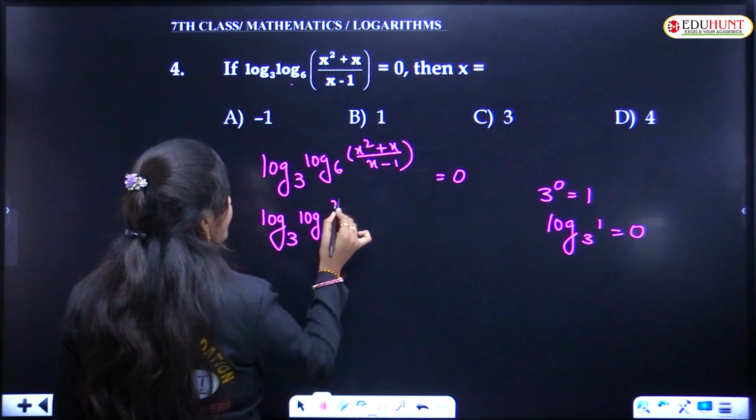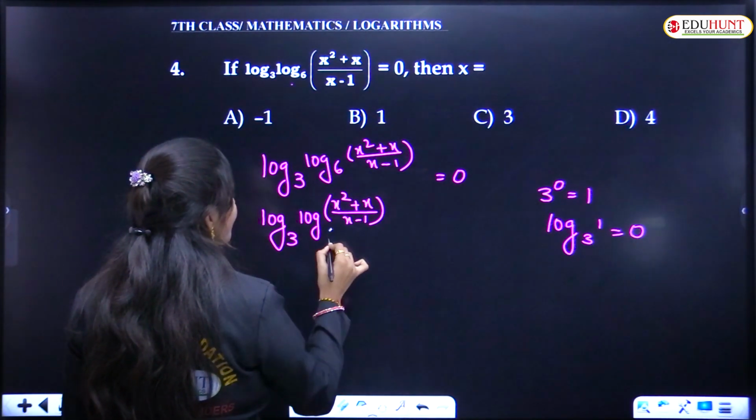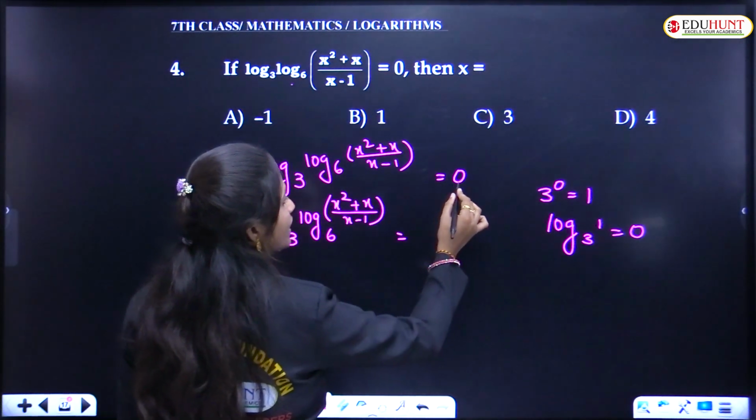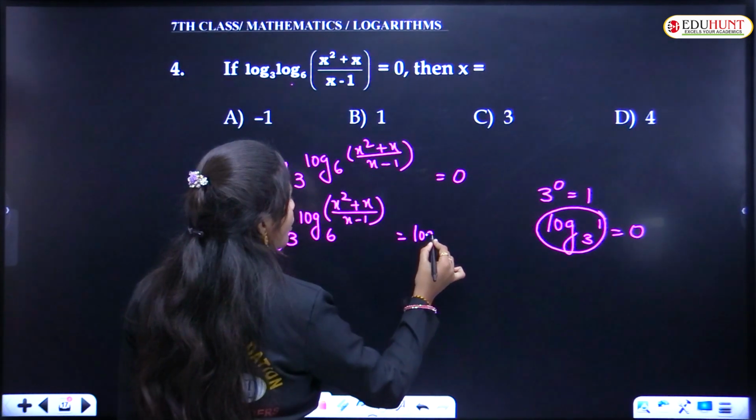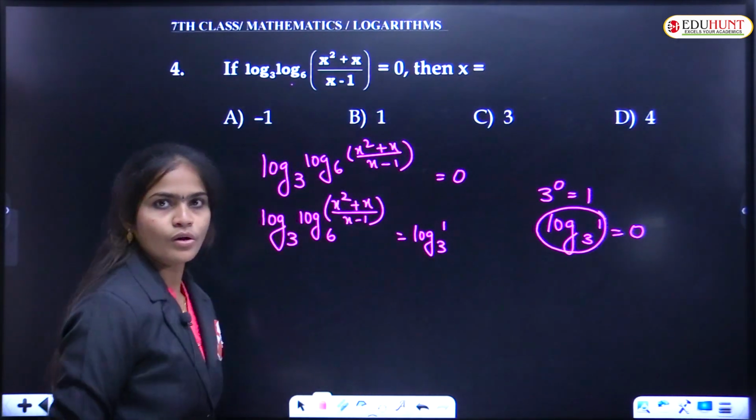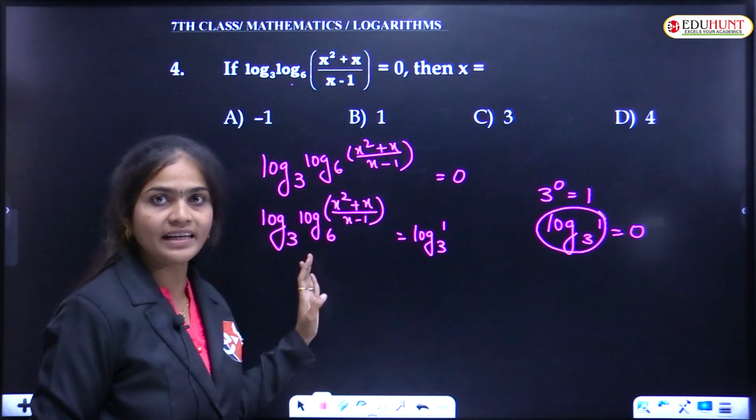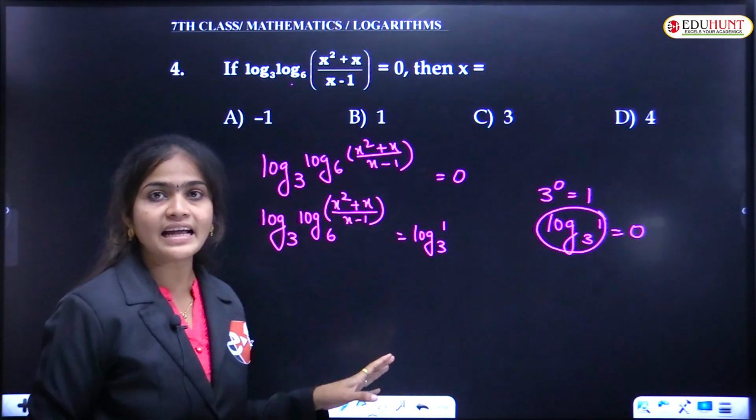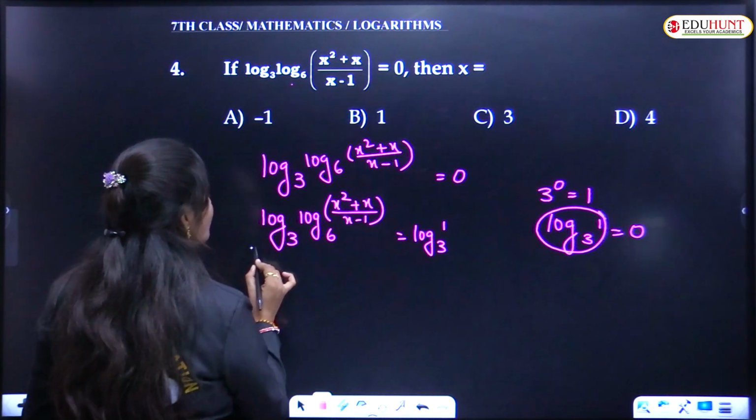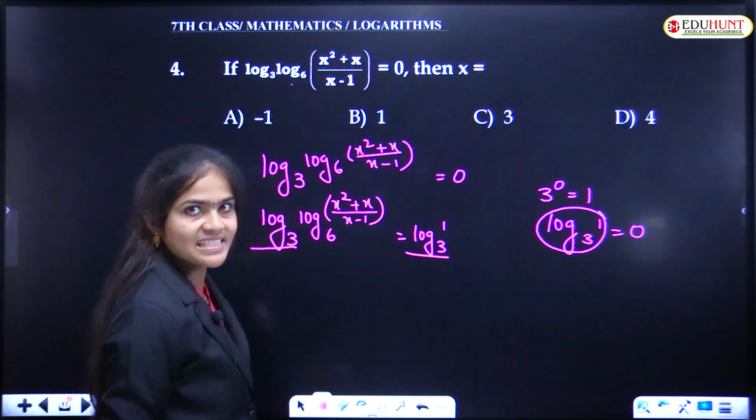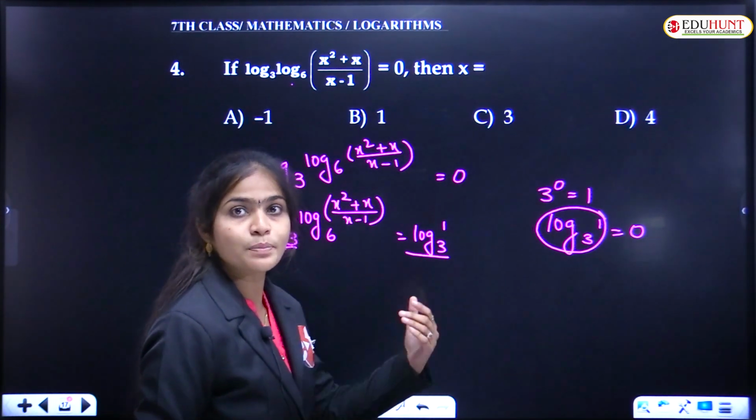So log of x square plus x by x minus 1 to the base 6 is equal to 0. In the place of 0, shall we write log 1 base 3? Yes. So both sides have the same base along with log, which means we can remove the log, not cancellation, we just remove that log. So remove log base 3 on both sides. These are equal powers. If the bases are equal, then their exponents must be equal.